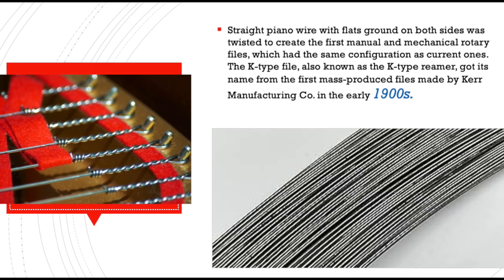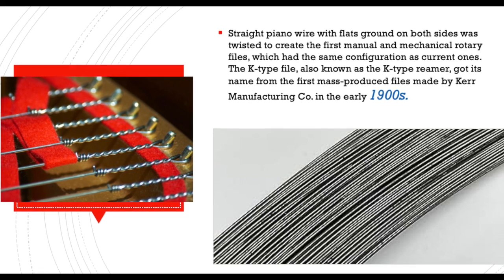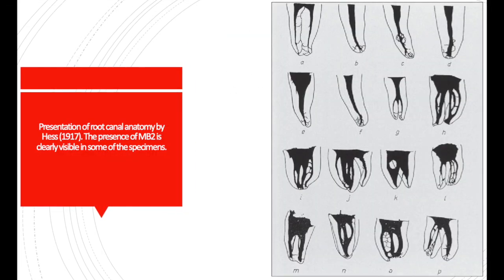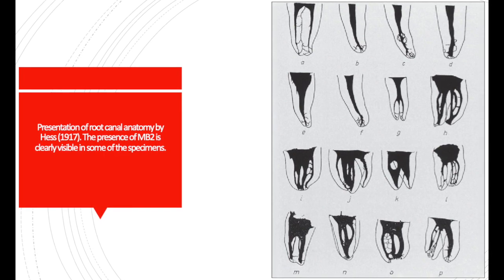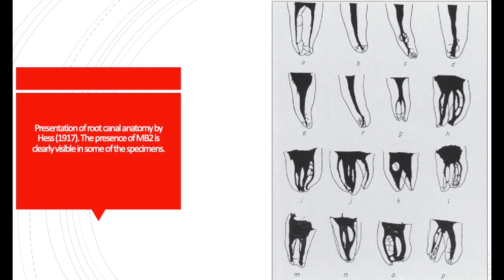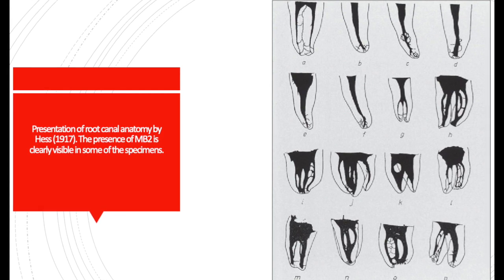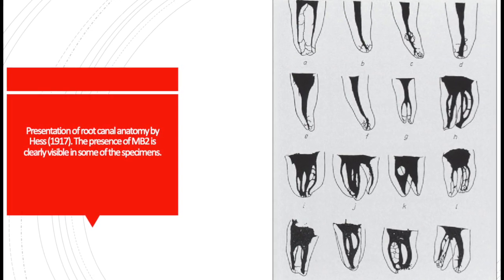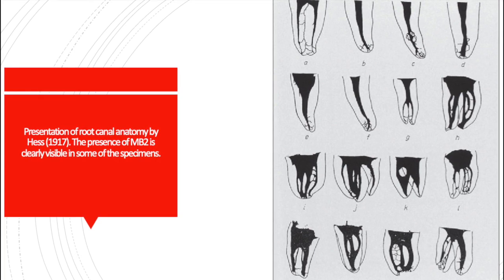Primitive files had no standard measurement and were made of carbon steel. They were very stiff and often caused canal transportation and root perforation, but anatomical studies such as his 1912 work aided in better understanding of the root canal system, which affected the way files were designed.